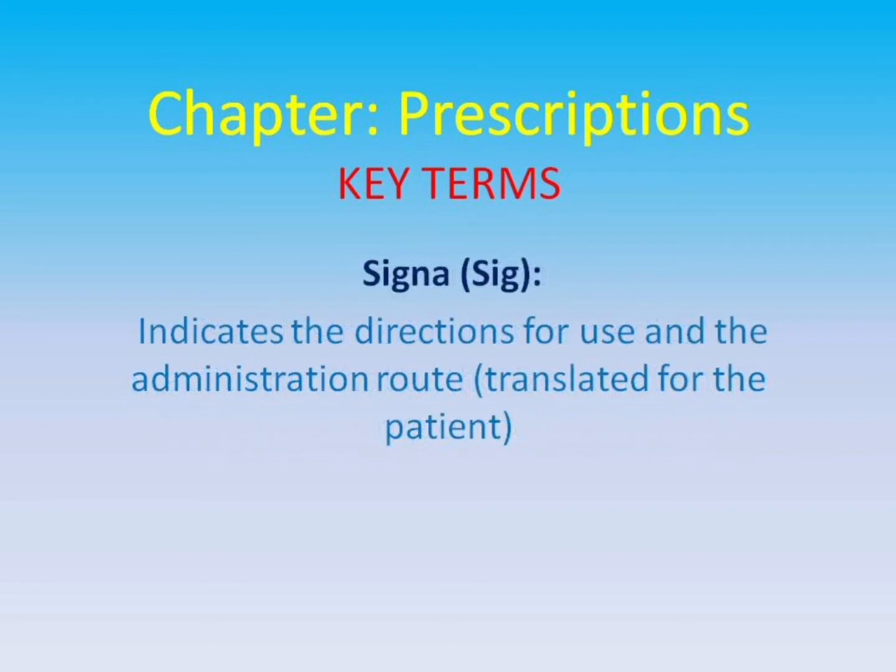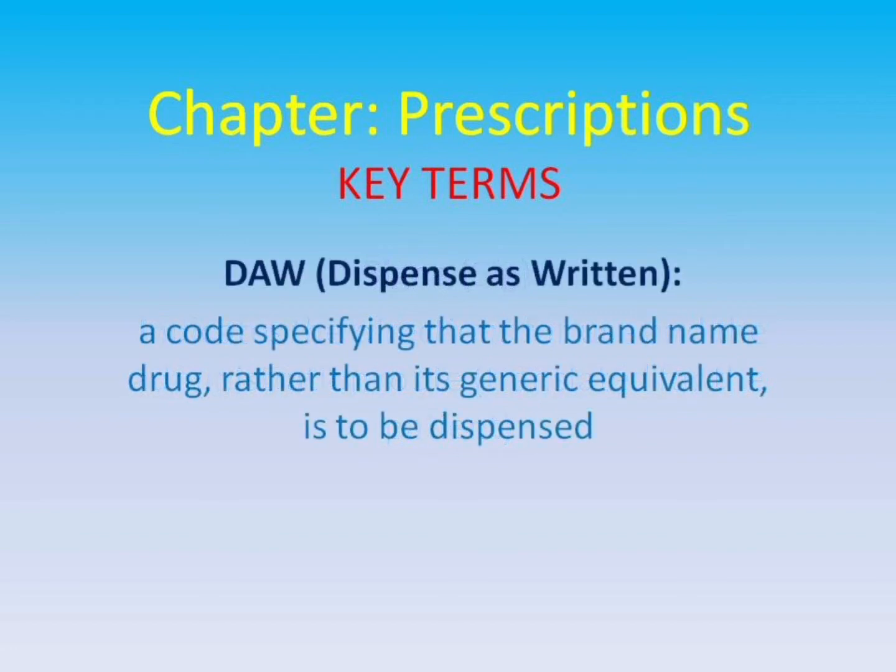Signa or SIG indicates the directions for use, and the administration route must be translated for the patient. DAW, or dispense as written, is a code specifying that the brand name drug, rather than its generic equivalent, is to be dispensed.